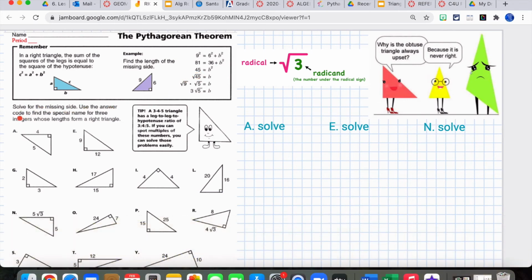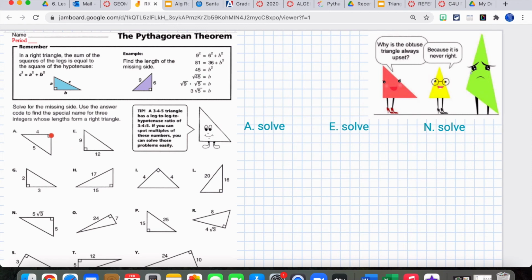Solve for the missing side. Use the answer code to find the special name for 3 integers whose lengths form a right triangle. Tips: a 3, 4, 5 triangle has a leg to hypotenuse ratio of 3, 4, 5. If you can spot multiples of these numbers, you can solve those problems easily.